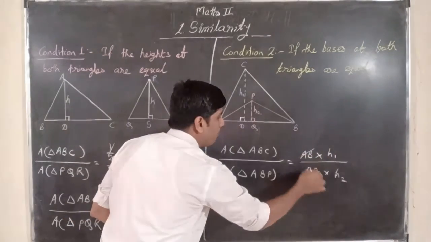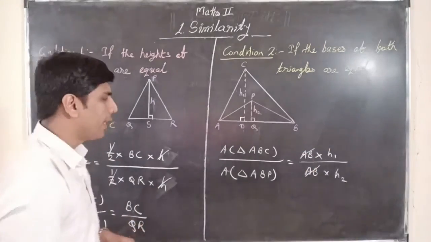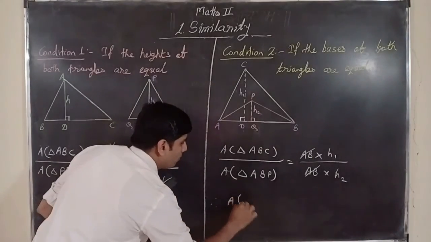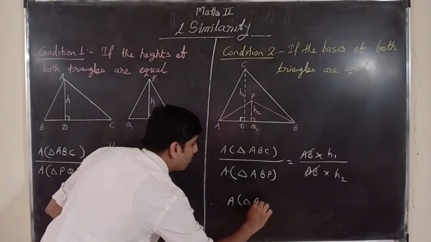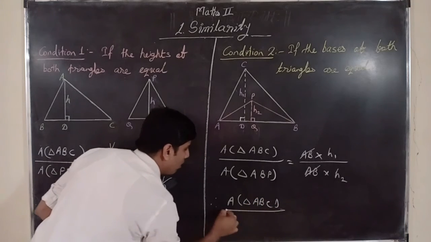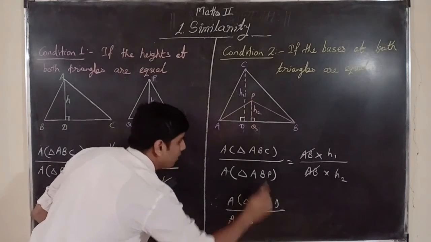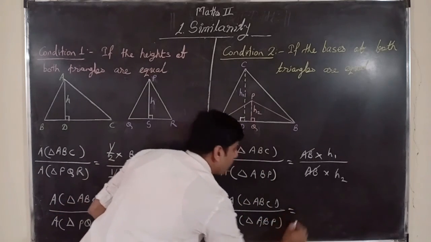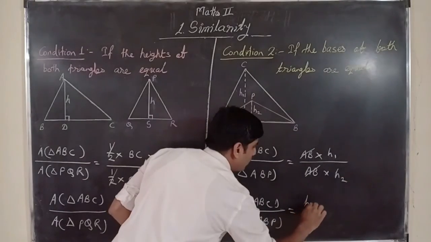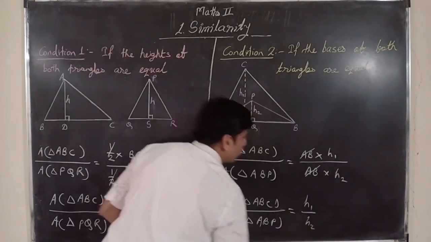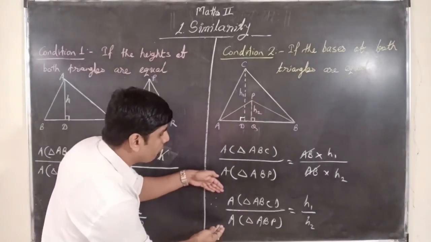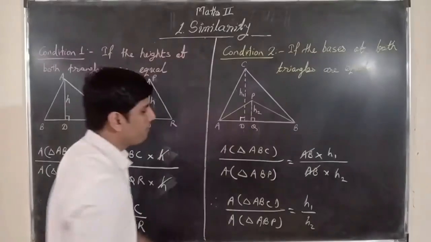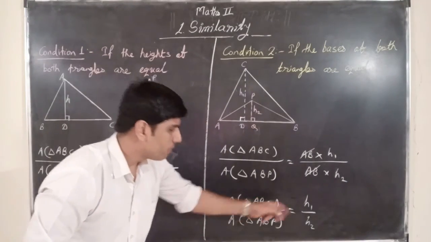So again base will be cancelled with base, and therefore we will get the ratio that area of triangle ABC upon area of triangle ABP will be equal to H1 upon H2. So the ratio of the areas of two triangles with equal base will be equal to the ratio of their corresponding heights.